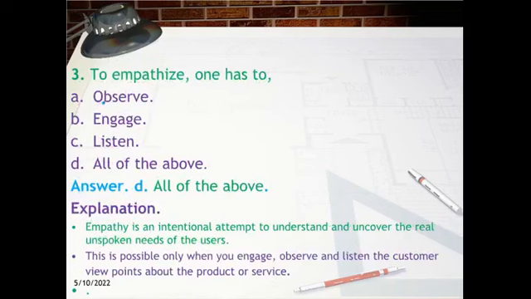3. To empathize, one has to observe, engage, listen. All of the above. Answer. D. All of the above. Explanation. Empathy is an intentional attempt to understand and uncover the real unspoken needs of the users. This is possible only when you engage, observe, and listen to the customer viewpoints about the product or service.